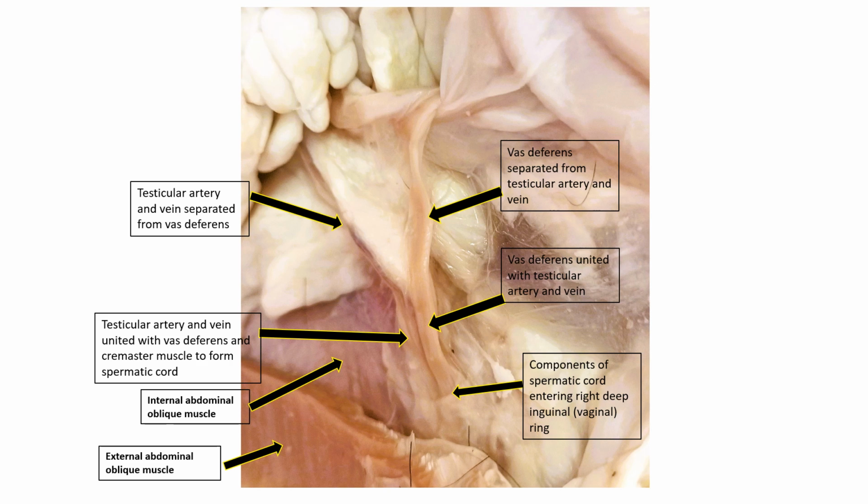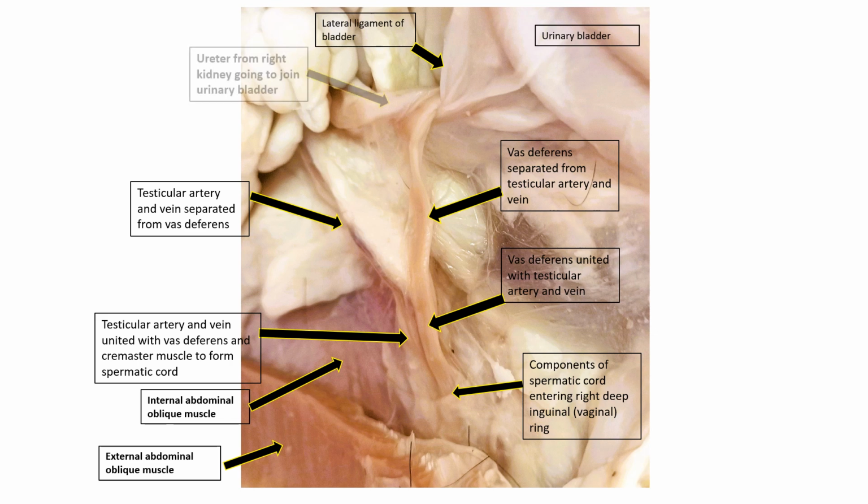Then further proximally, we can see the urinary bladder as indicated there. And we can also see the lateral ligament of the urinary bladder, which is part of the genital fold. And also we can see the ureter, which is coming from the right kidney to join the urinary bladder dorsally. The lateral ligament of the bladder or the genital fold can be used as a landmark to locate the ductus deferens during certain abdominal surgeries. So it's a landmark that is useful in some surgeries.